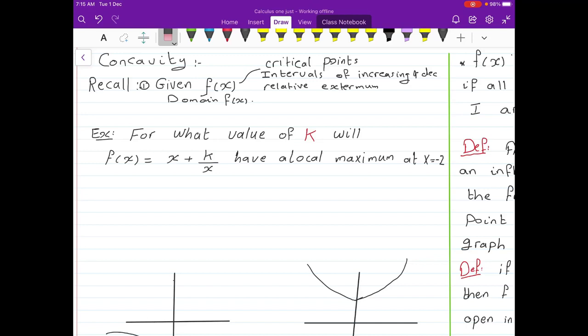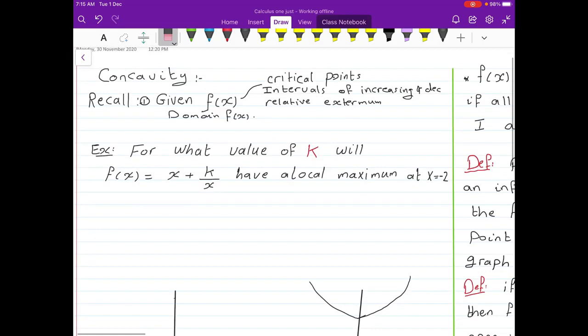In this lecture, we will talk about concavity. So recall, we said in the previous lecture, if you are given a function of x, you can find for this function the critical points, the intervals of increasing and decreasing, and the relative extremum. You can find them from f prime of x. But before that, you must find the domain of f(x).